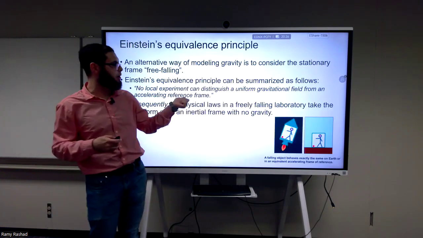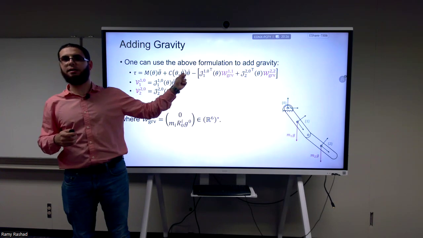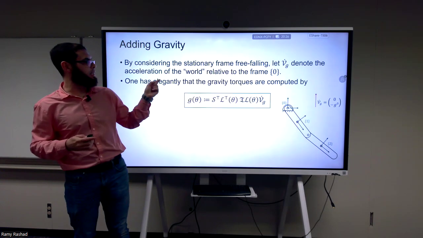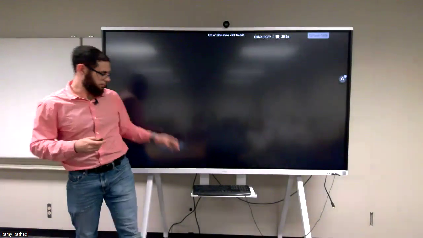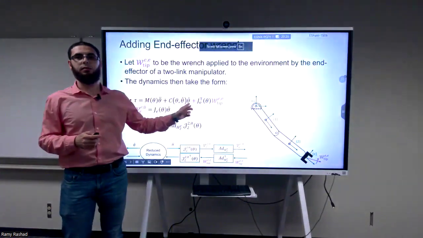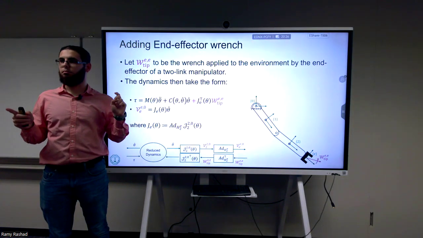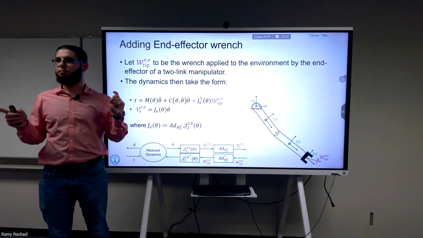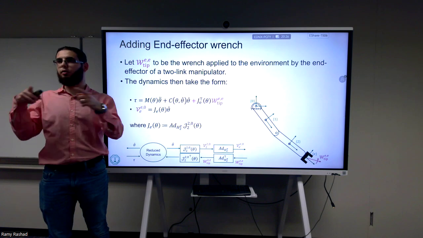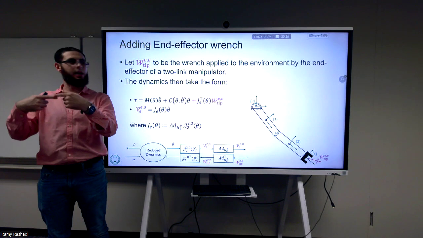If you go back to these expressions that we had here, there was a minus sign here. Why is there a minus sign here? And why do we have a plus sign here? What's the difference? Environment on the tip. Exactly. So Newton's third law: both are the same magnitude but opposite direction.